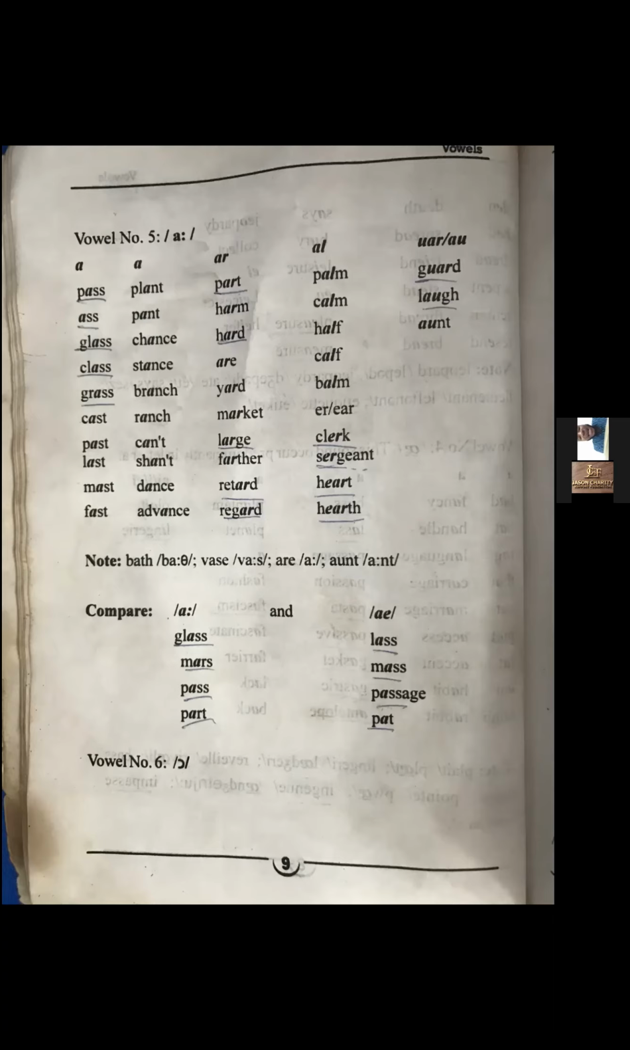And then we have Mars. Mars is the planet, and then this one is mass, the one you attend in church, like the first mass, the second mass. And then we have it in pass and passage. And then we have it in part and pat. Pat is like when you pat a person on the back. And then part is like different parts of different items.